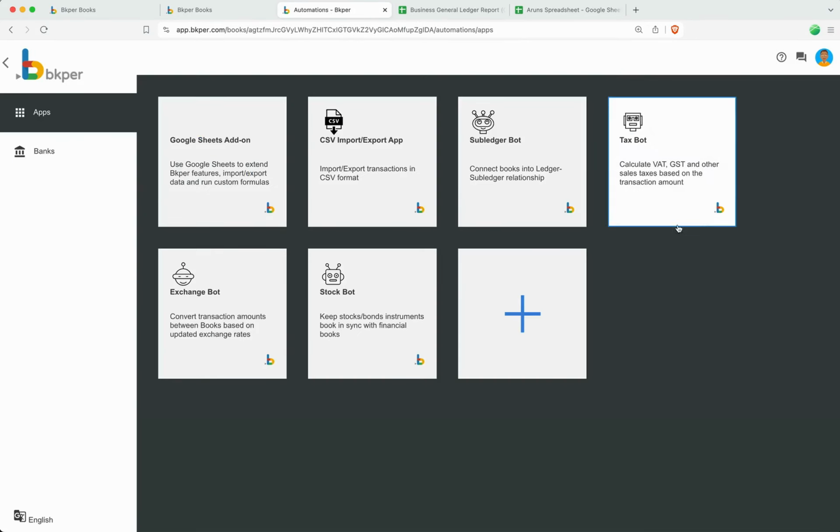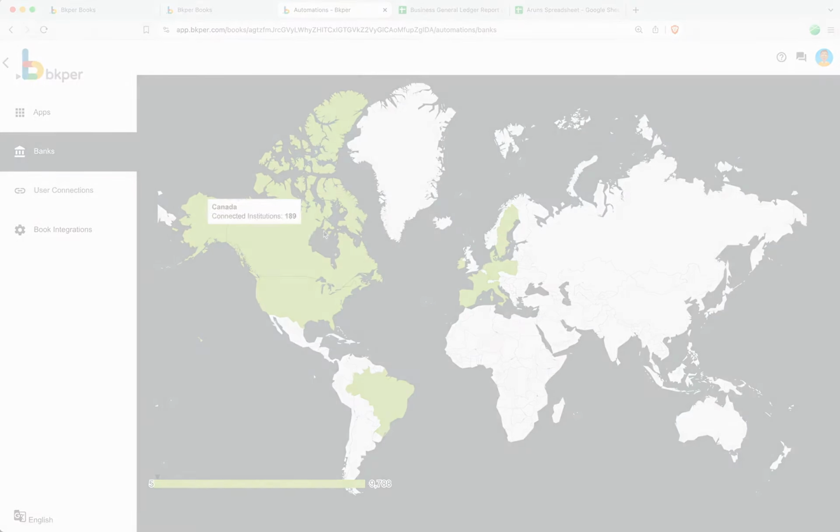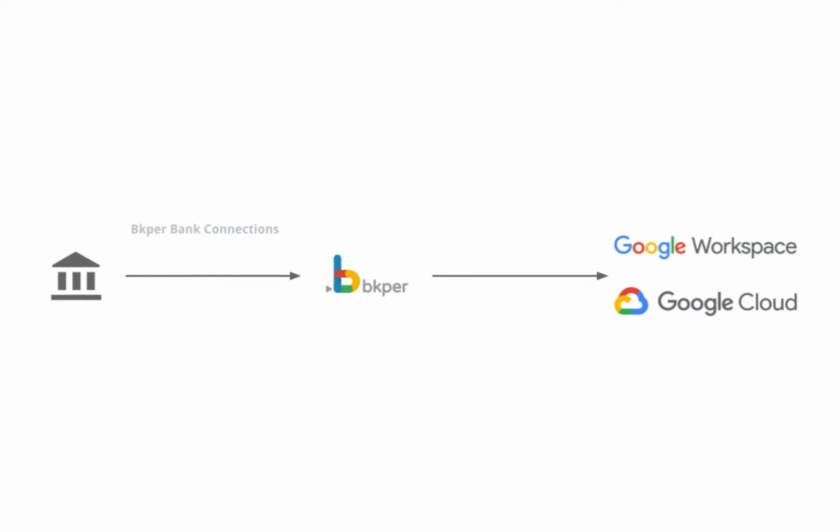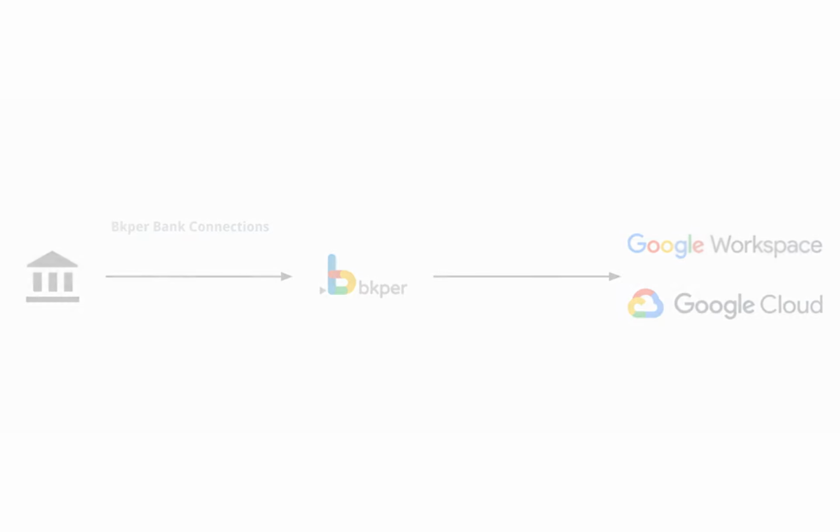That's it. You have properly set up your first Bookkeeper bank connection. Go ahead, connect with your other banks or credit cards for easy reconciliation and effortless consolidation.